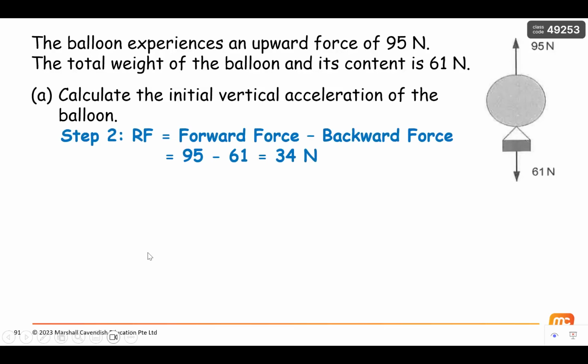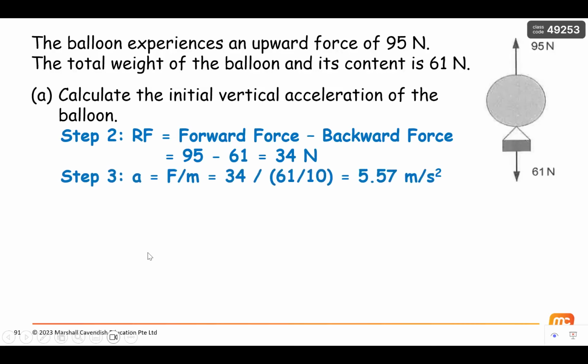I just use the formula F equals ma, and then a equals F over m. I get 34 divided by the mass. The mass of this balloon and its content is actually 6.1 kg. I get it by using 61 divided by 10. So I get 5.57 meters per second square. So this balloon is actually moving upwards with an acceleration of 5.57 meters per second square.